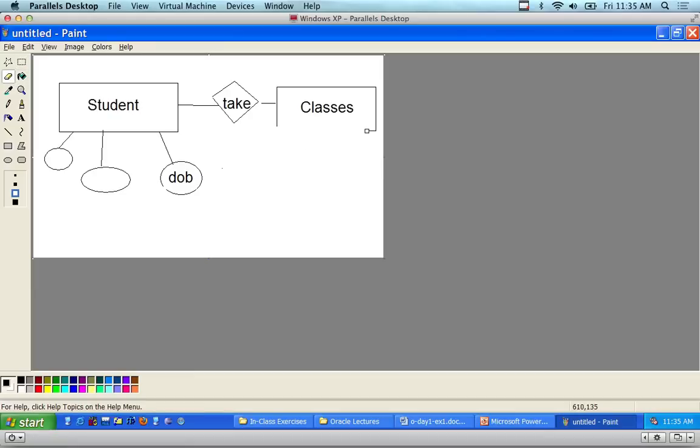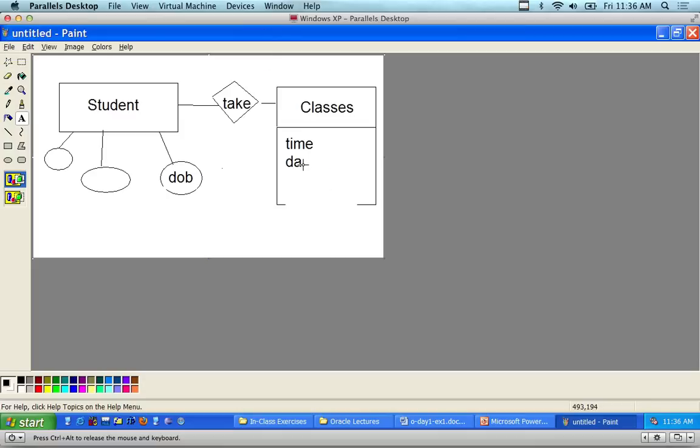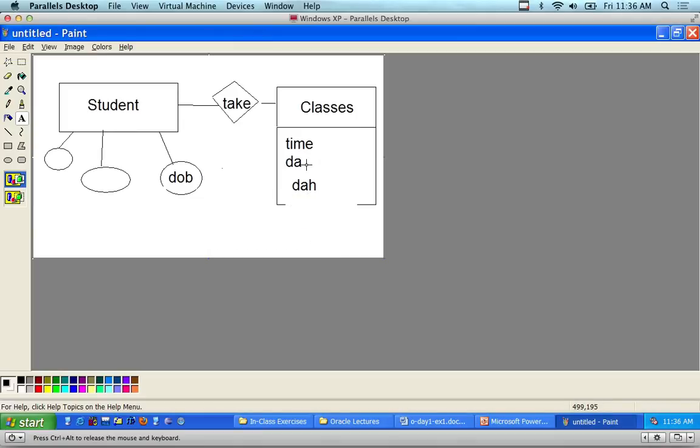So, there we go. We can see here. I'm actually getting more proficient at Paint, it looks like. It's a little cleaner. I can go in here, and classes would be time, day, number, okay, you know what I'm talking about. I can list the attributes. I can put them in here, and these are the attributes that are associated with it.